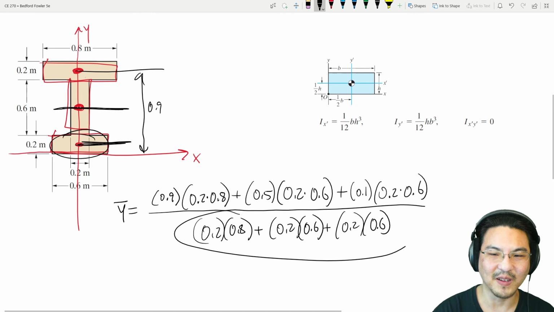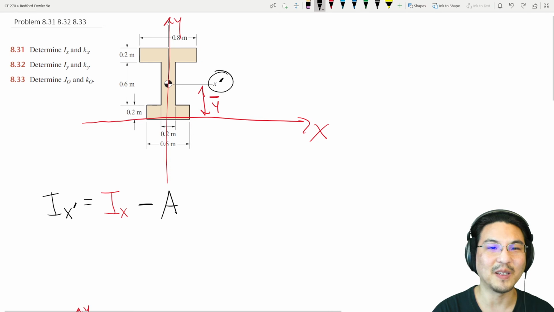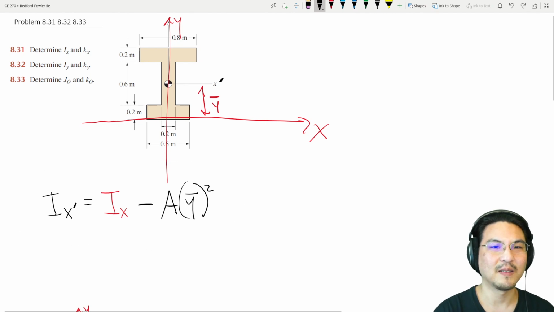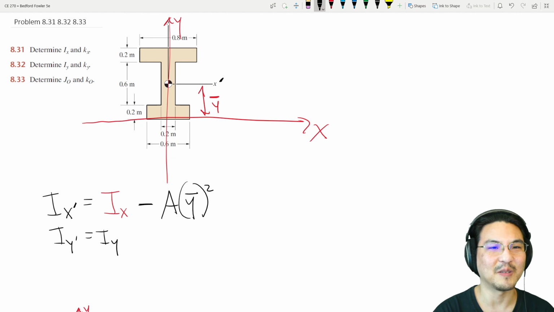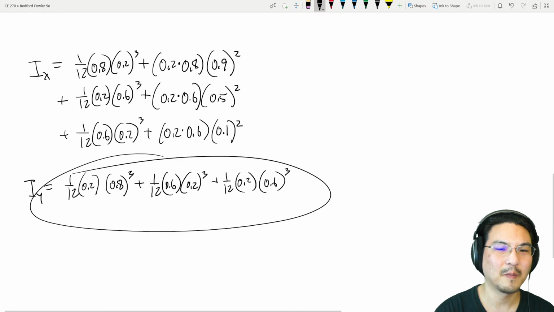The area of the entire composite, which is this right here. We already got it right here. That's the area. Times the distance between the 2 parallel axes. The distance between this axis and this axis, which is exactly this number that we just solved. That squared. Okay, so that's the answer right here. Here. I y prime is exactly the same as I y, right? Because the two axes are the same. And we already have that answer right here. So that's done.